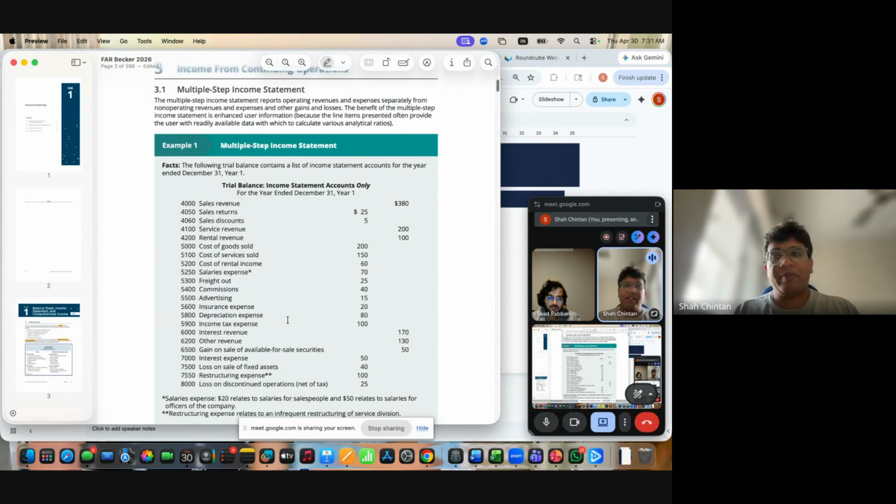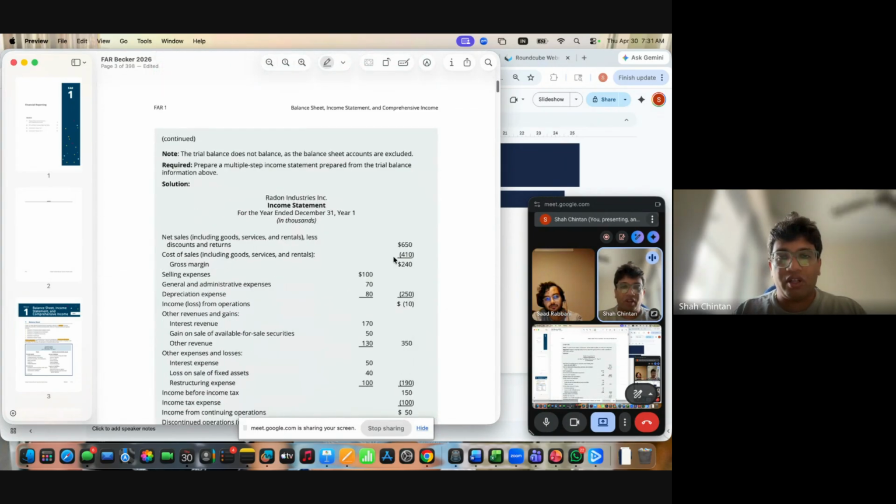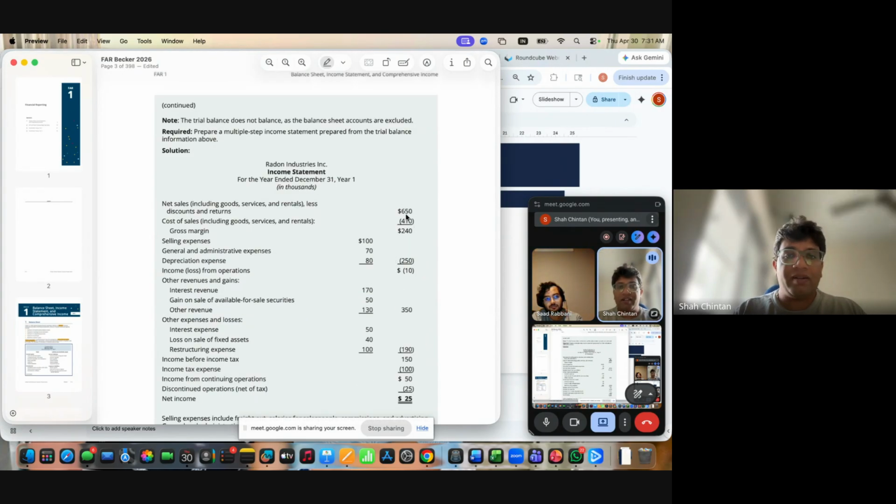Since it is multi-step, we need revenue from operations as our starting point. So sales revenue of 380 less returns and discounts of 25 and 5, which is 30. So 380 minus 30 gives you 350. 350 plus services revenue 200 gives you 550. Now you don't know whether rental revenue is your main business or not. We assume it is not, so your revenue from operations has to be $550. In this example, they have assumed rental is also their main activity, so they have added a further $100 and put $650 as their total revenue.